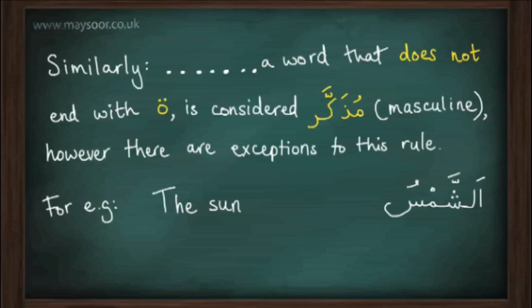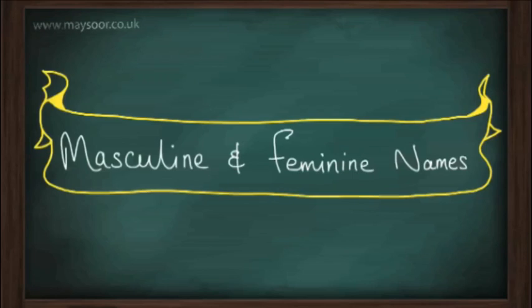In cases such as ash-shamsu, where the word doesn't end with at-ta'ul marbuta so as to indicate that it's a feminine noun, it's best advised that when a student is learning any word in the Arabic language, they also learn its gender. And likewise, the names Maryam and Zainab are examples of feminine nouns that do not end with at-ta'ul marbuta, masculine and feminine names.